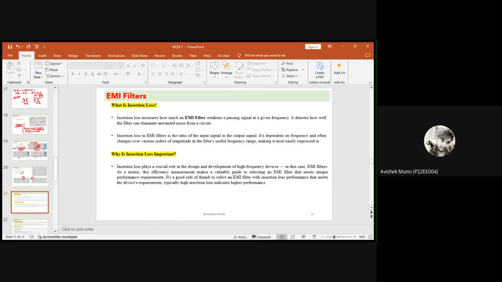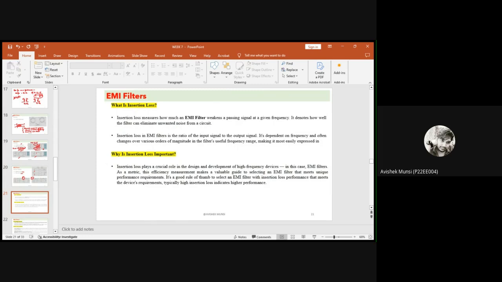Because this plays an important role while designing and developing high frequency devices in high frequency converters. Whenever you are designing very high frequency converters with wide bandgap devices like GaN devices, you have to consider the insertion loss of your EMI filter, so that your EMI filter can meet these unique performance requirements.